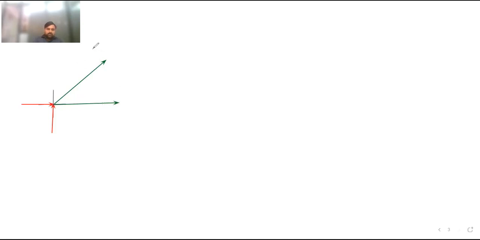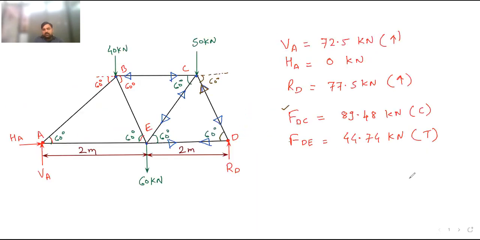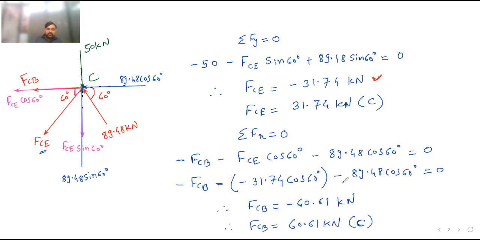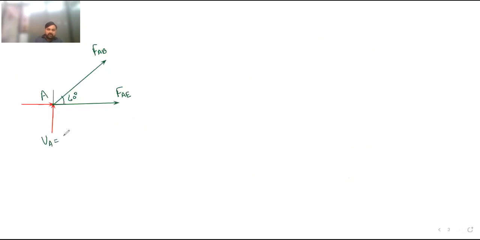See, this is force in member AB. This is force in member AE. This is our joint A. The force in both is not known, so tensile is assumed. This angle is 60 degree. Here it is our VA reaction. This value is known to us. The value of VA is 72.5 kilonewton. So I will write here 72.5 kilonewton.